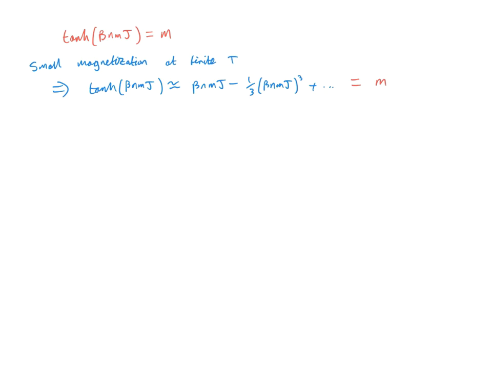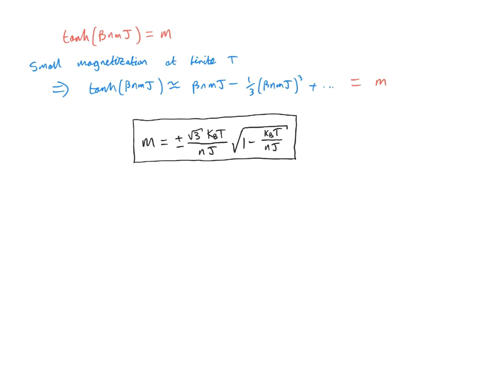So this is a polynomial equation in m that we can solve. Remembering that beta is 1 over kBT, we then get the following, where we have a plus or minus sign in front of this expression because we're taking the square root. So this is an expression for the magnetization when m is small. I should say the magnitude of m is small. In particular, it's important to see from this that the magnetization is equal to 0 when kBT is equal to nJ, and there are no real solutions when kBT is greater than nJ.